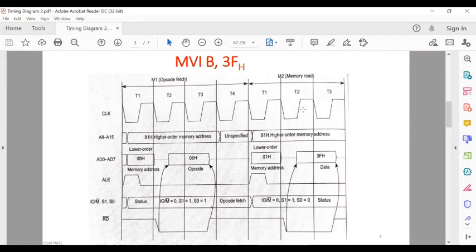And why is it not included in T1? Because T1 is used to first transfer the address. Without knowing the address, how can the microprocessor fetch or read the data from that particular address? So the microprocessor always first needs to identify the address. Then from that address the particular data can be fetched, or the data can be written into that particular memory location.